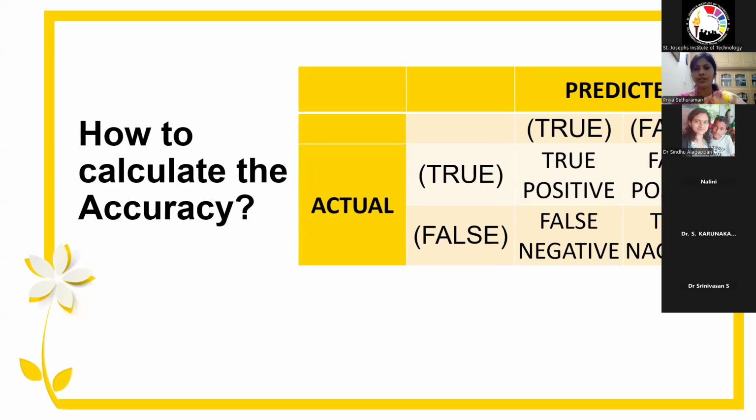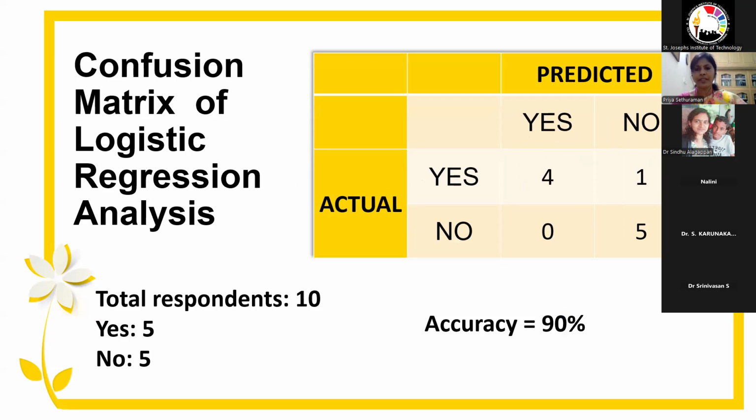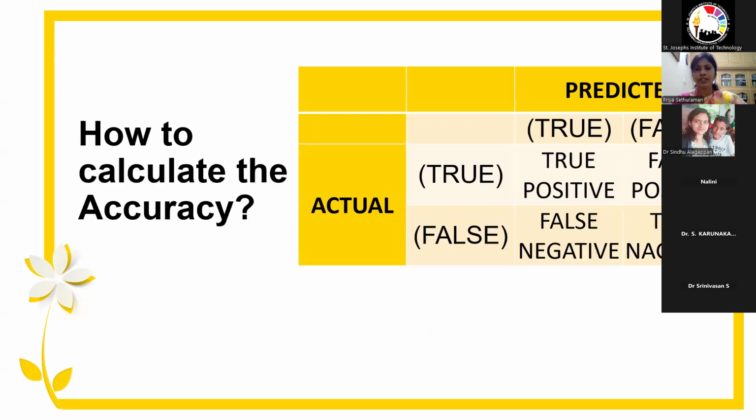And under the predicted value, as you can see, yes and no are on the top, and here you can see that yes is the true value and no is the false value. So when you have a true and true combination, it is called a true positive. When you have true and false, it's called a false positive. When you have actual false and predicted true, it is called a false negative. And then the true negative. So this is a combination of the actual and the predicted values.